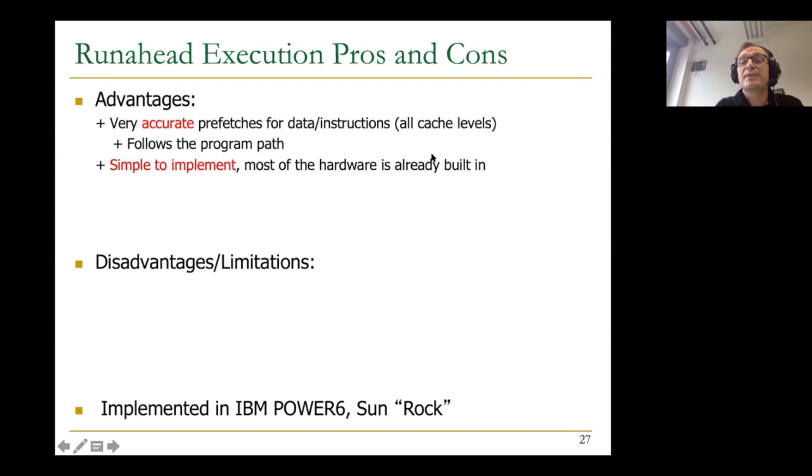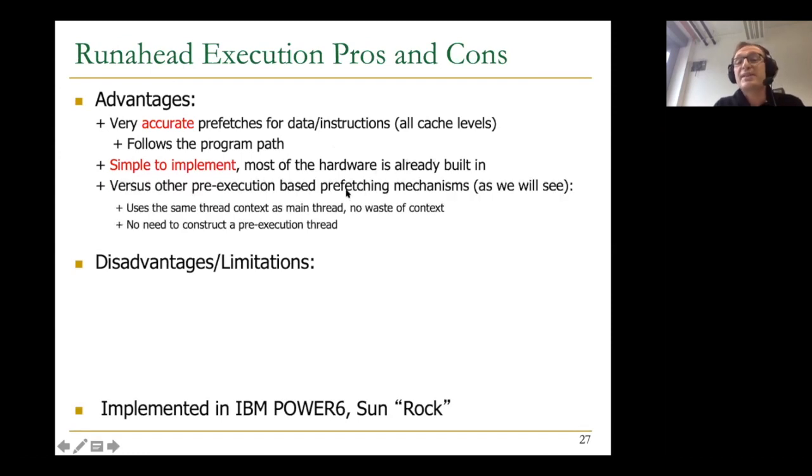It's simple to implement. Most of the hardware is already built in. And versus other pre-execution-based prefetching mechanisms, as we saw, it actually uses the same thread context as the main thread.